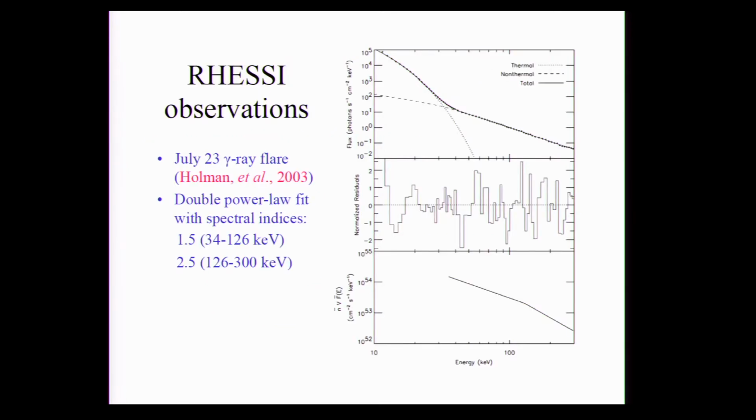Here's a typical spectrum. This is the photon fluxes that they see. It's a log-log plot. And inverting this tends to give you often split power law solutions. This one is a very hard spectrum with a spectral index of minus 1.5.